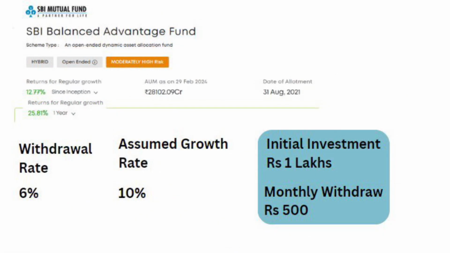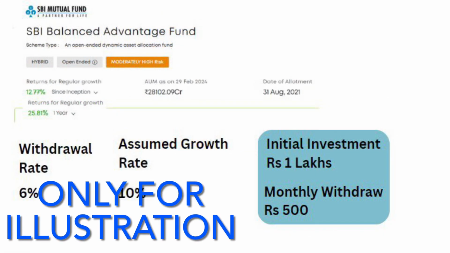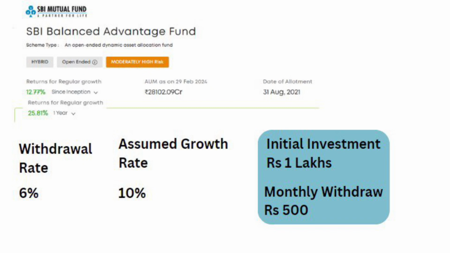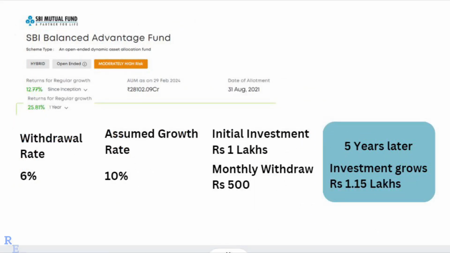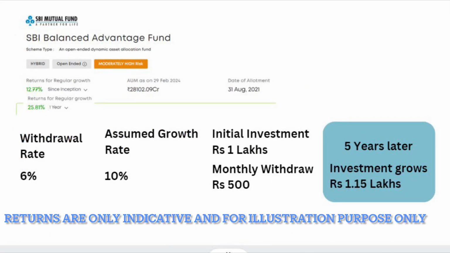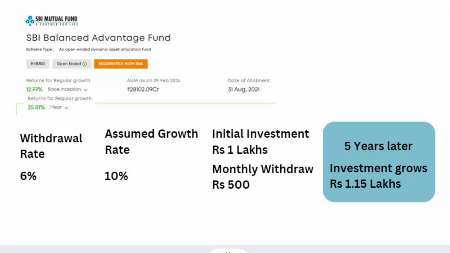So if you withdraw 500 rupees in this example on a monthly basis, you have withdrawn 30,000 rupees over a 5-year period, and your principal would have grown to approximately 1,15,000. So every few years, you can withdraw a bonus, which is the growth amount over and above 1 lakh.